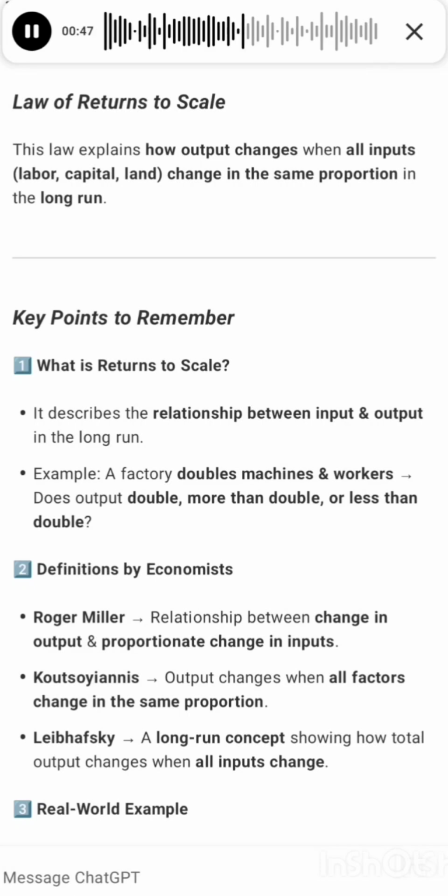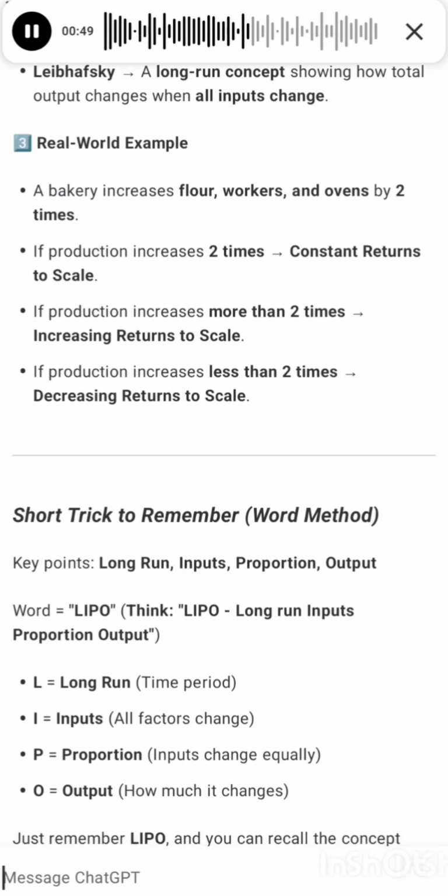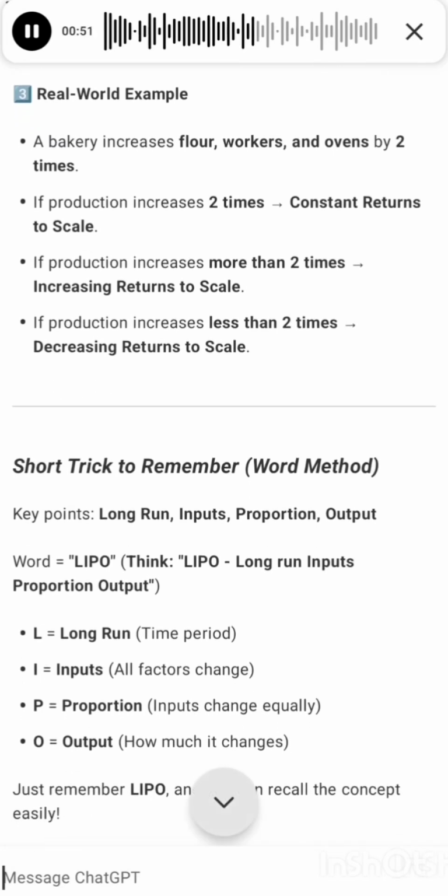3. Real-world example. A bakery increases flour, workers, and ovens by 2 times. If production increases 2 times, constant returns to scale. If production increases more than 2 times, increasing returns to scale. If production increases less than 2 times, decreasing returns to scale.